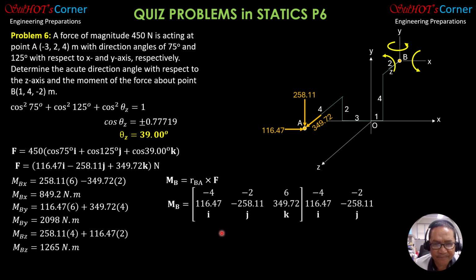Then finally, along the z-axis, 258.11 times 4, then minus negative, so that's plus 116.47 times 2. Therefore, the moment at B in vector form is equal to the quantity 849.2 i plus 2098 j plus 1265 k Newton meter. So that's it for this video.